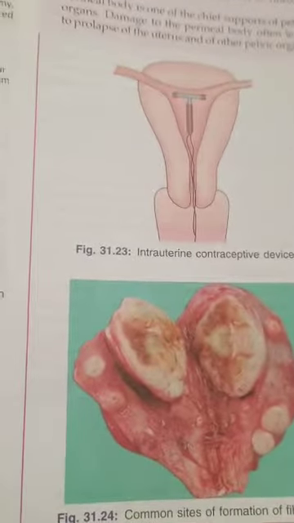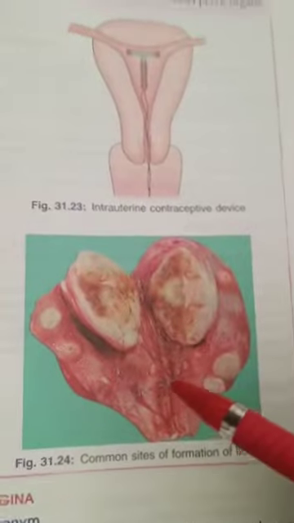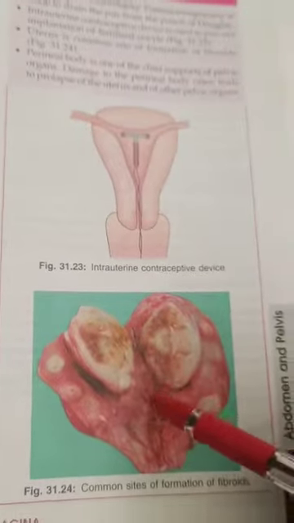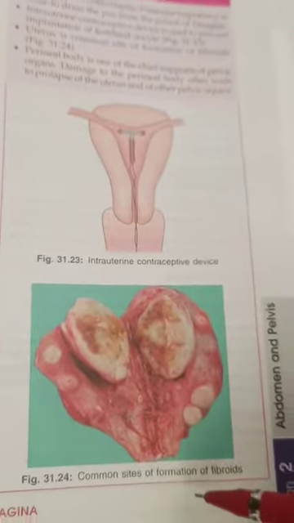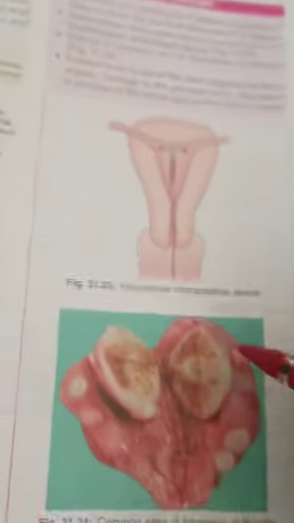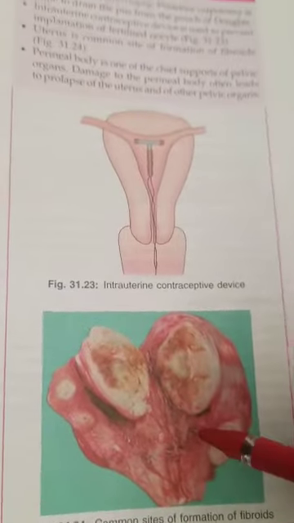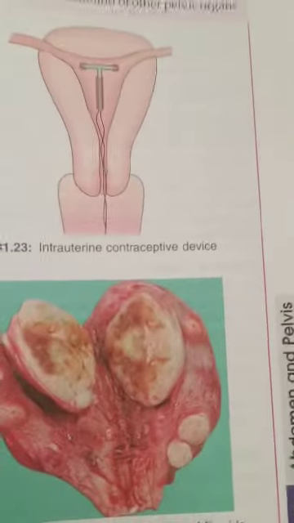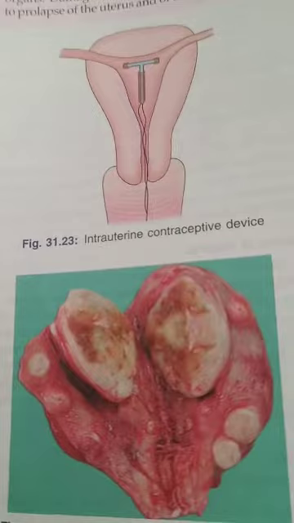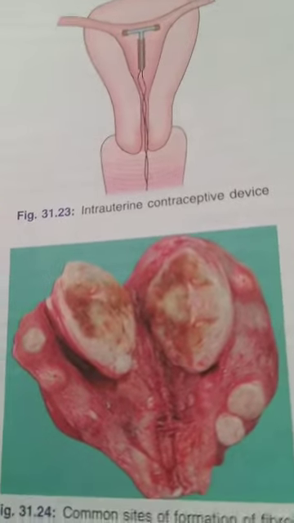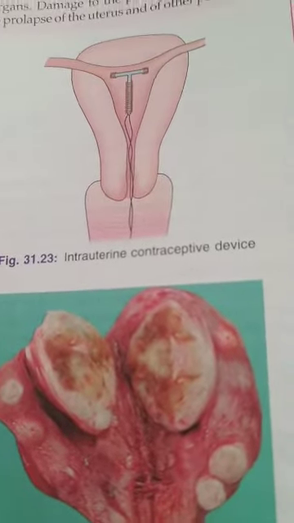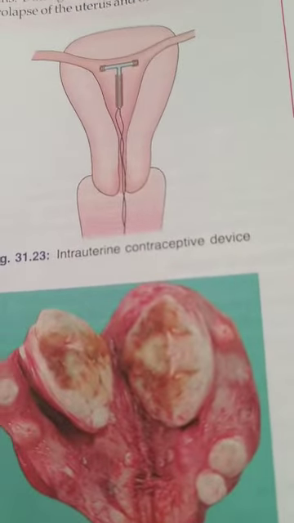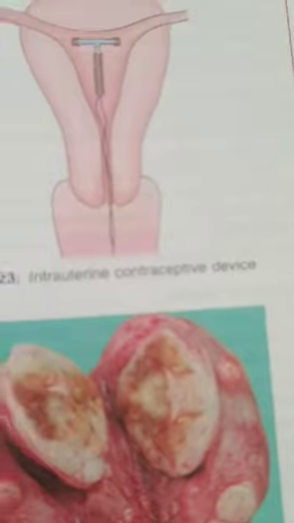For the applied anatomy of the uterus, the uterus is the most common site for the formation of fibroids. Here we can see fibroid formation here and there. Fibroids mean that normal tissue is replaced by fibrous tissue. Next is colpotomy, which is the drainage of pus from the pouch of Douglas. The intrauterine device is used to prevent implantation.